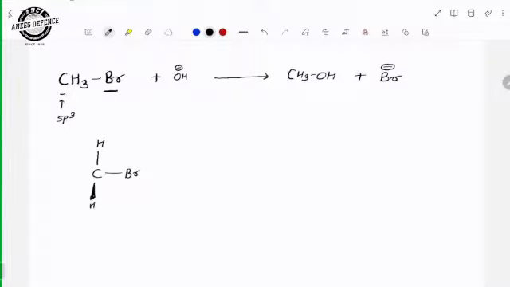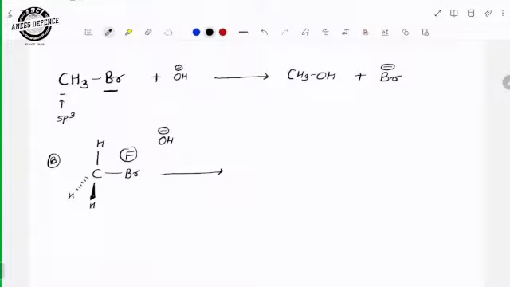In the tetrahedral structure, this H and this Br are in the same plane. This H, which is in solid bond, is above the plane, and this H is below the plane. Now, to this reactant we are going to add the reagent, that is a nucleophile. From where will the nucleophile attach? This is my front side, and this part is my back side.